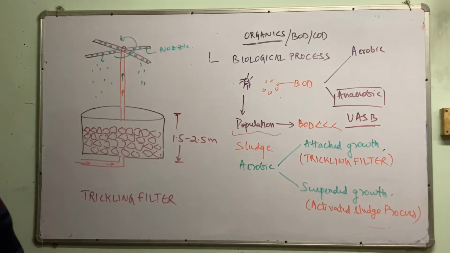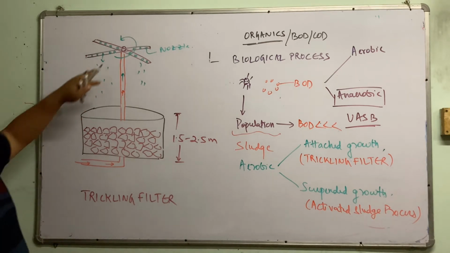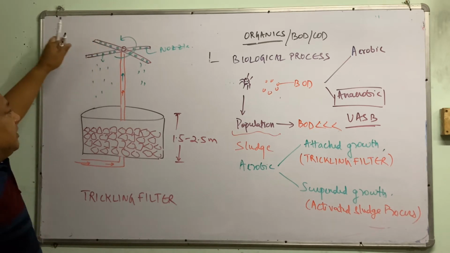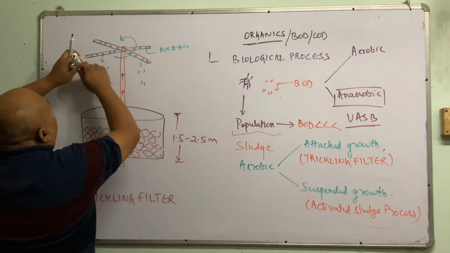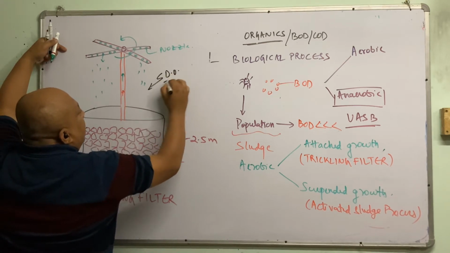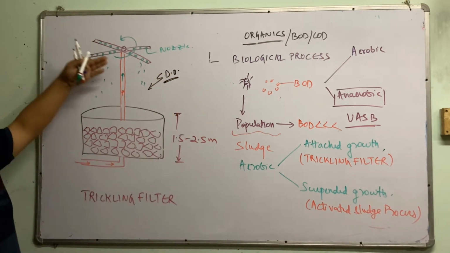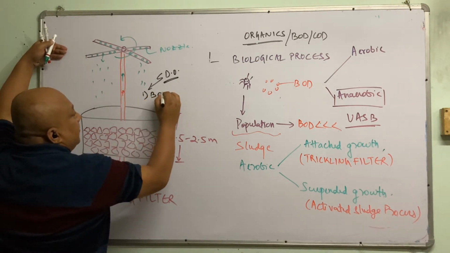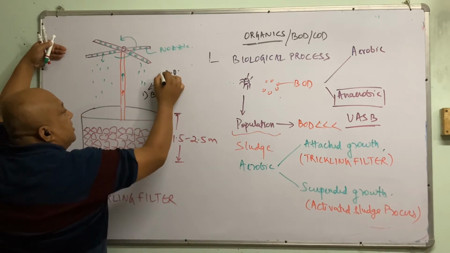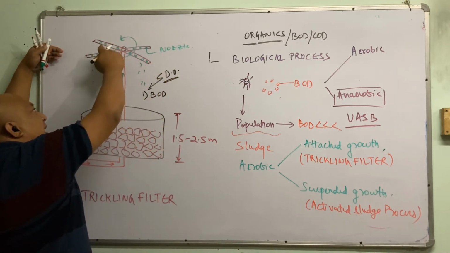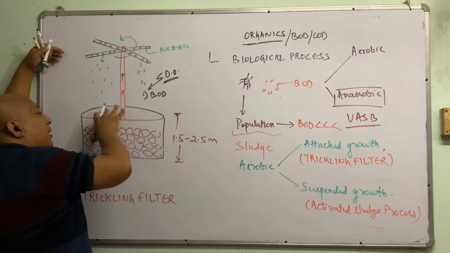So here, when the wastewater is sprinkled from the top with a rotation, it is going to dissolve DO from the atmosphere. This wastewater contains already, number one, a BOD. So dissolved oxygen is absorbed from the atmosphere when it is rotating and splashing on top of the reactor.